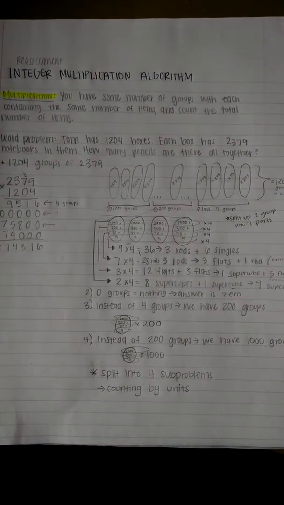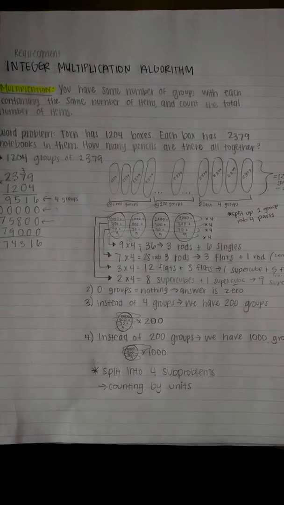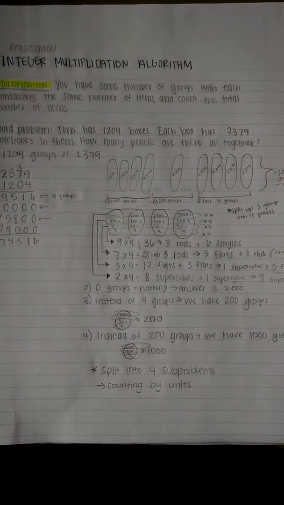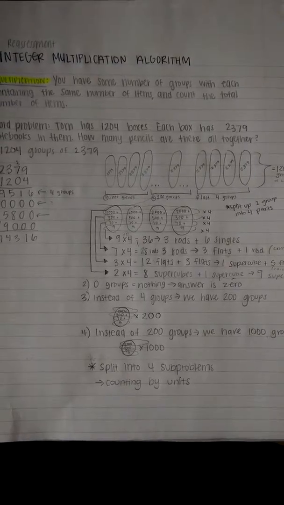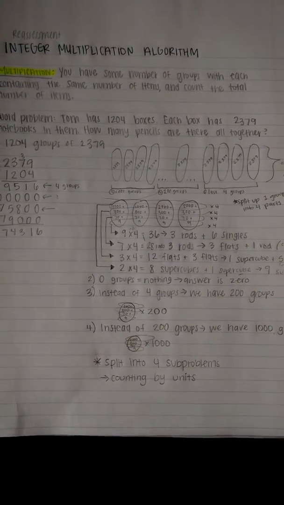Hello, so for the reassessment video we're going to do integer multiplication. The definition of multiplication is you have some number of groups, each containing the same number of items, and count the total number of items.